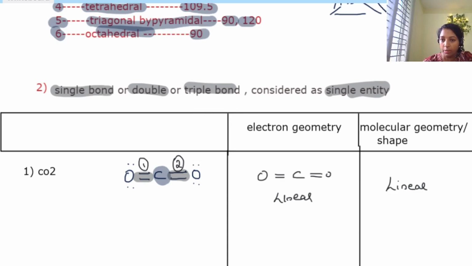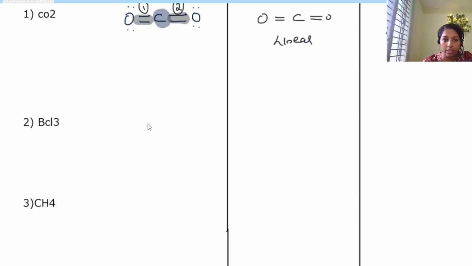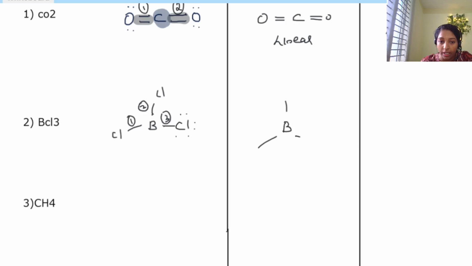For example, the next one is BCl3. So BCl3: boron has 3 valence electrons, and chlorine has 7 valence electrons. So the structure will be like this. I'm not minding about the chlorine lone pairs. After all, what's the thing? Central atom. See now, there are 3 electron clouds, even if it's a single bond, no issue. So now you know what's the shape? Yes, it should be trigonal planar.